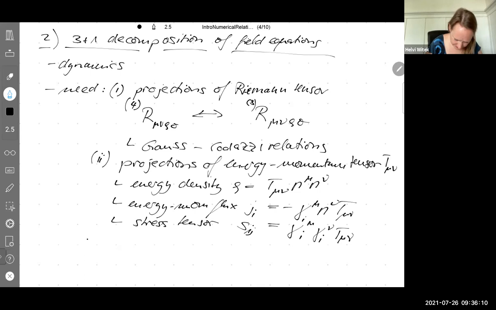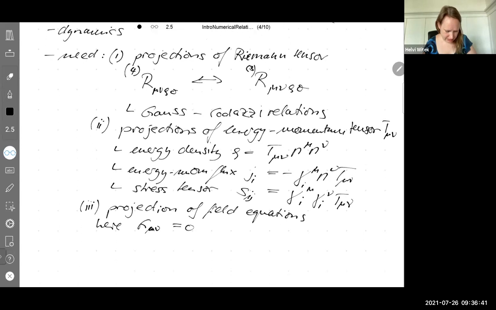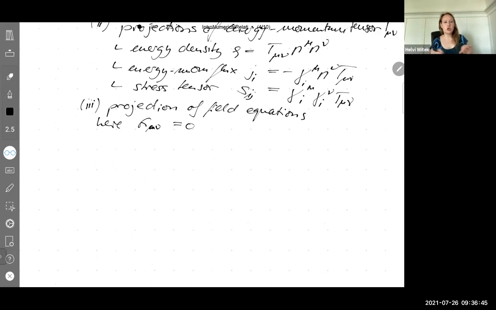The final step is to project our field equations. For us today, we just look at Einstein's equations in vacuum, so we use G mu nu equals zero. If we perform those projections, we find two types of sets of partial differential equations. In particular, if one or both indices of Einstein's equations are contracted with a normal vector, then we find a set of elliptic type equations that are time independent, and those are the constraint equations of general relativity.